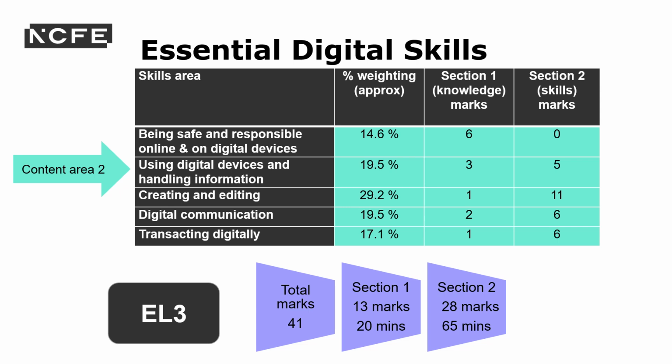Here we have the weightings of the Essential Digital Skills Entry Level 3 assessment. For Essential Digital Skills, using digital devices and handling information is the second content area and has the second highest weighting in the assessment behind creating and editing and equal to digital communication. There are 3 questions in the knowledge section which are multiple choice questions and worth 1 mark each. There are 5 marks available for this unit in the task section.